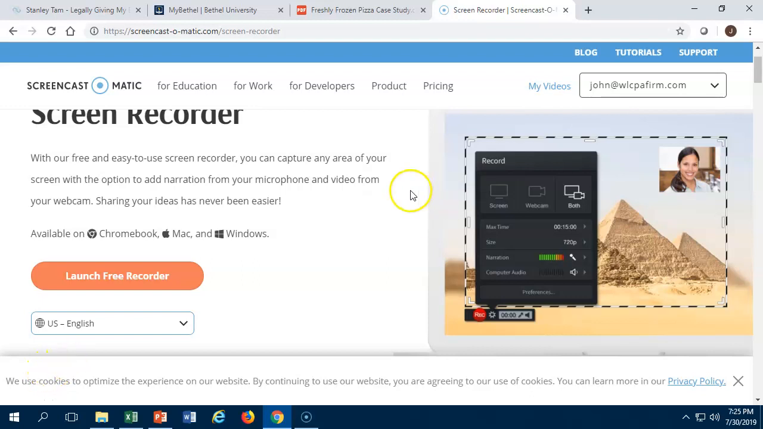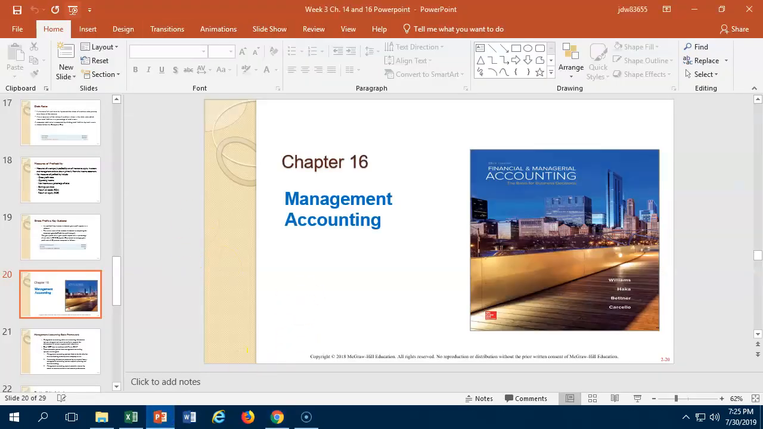Supervisor. What is the difference between financial accounting and managerial accounting? Anybody? Financial accounting is more for external sources like investors, creditors, and stuff, and managerial accounting is more for internal use. Good. Managers. Yes.